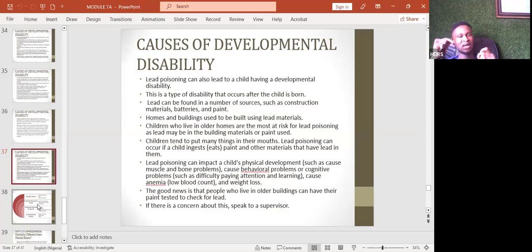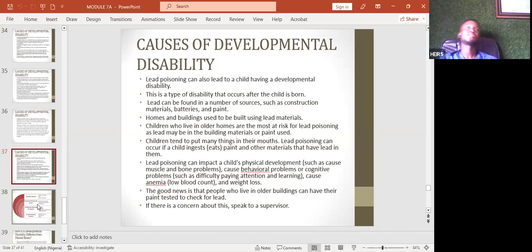Lead poisoning can impact a child's physical development, such as muscle problems and bone problems, and it can cause severe behavioral or cognitive problems, such as difficulty paying attention and learning, or anemia, that's low blood count, and it can cause a variety of disease conditions at large. The good news is that people who live in older buildings can have their paints tested to check for lead. And if there is concern about this, speak to your supervisor.